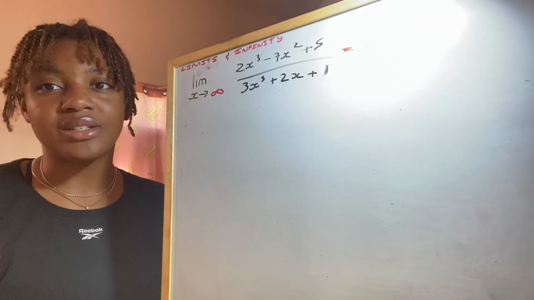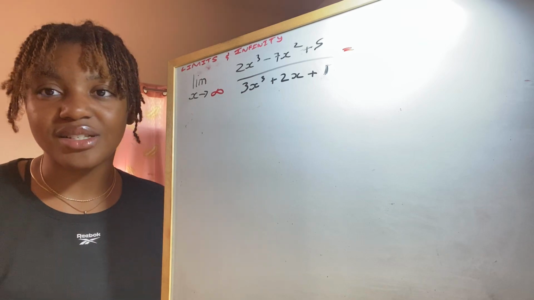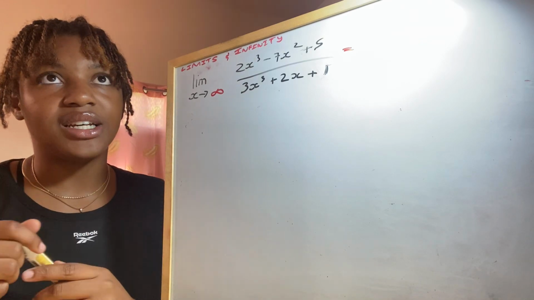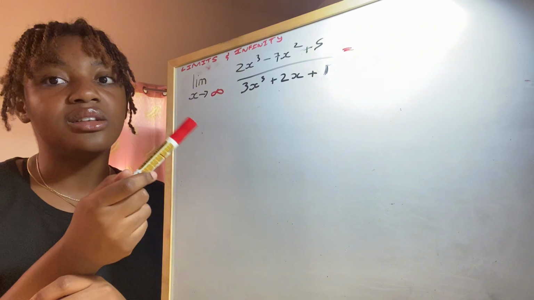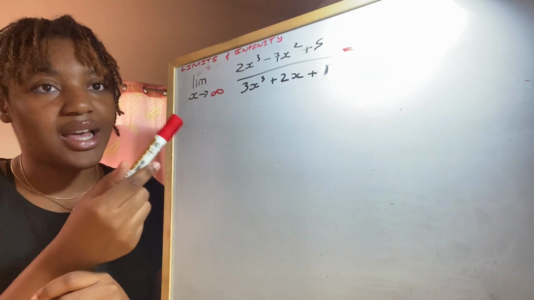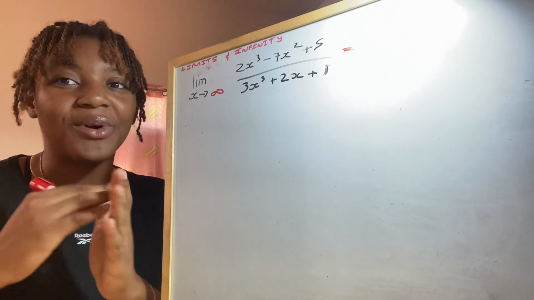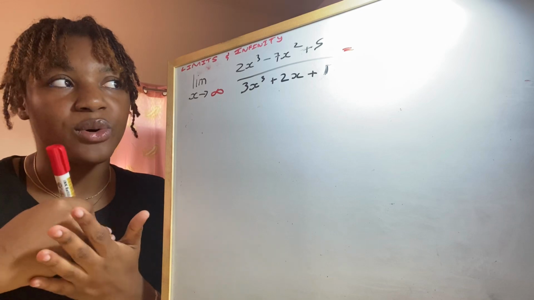To evaluate the limits of a function where x is approaching infinity, we divide each term in the numerator and in the denominator by the variable with the highest power. In this case, x is the variable, and we're looking for where exactly x has the highest power.